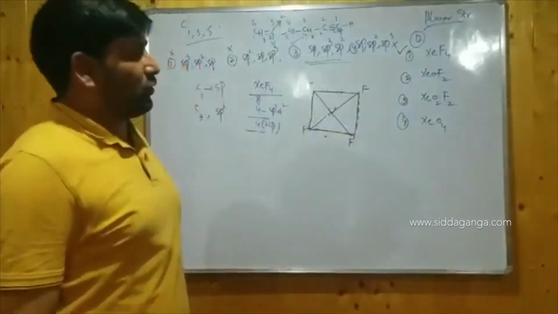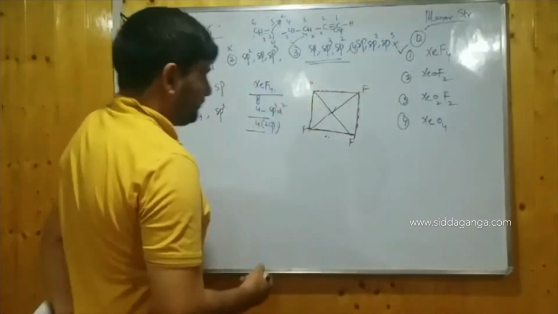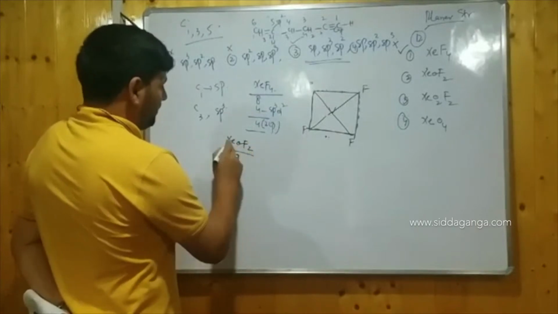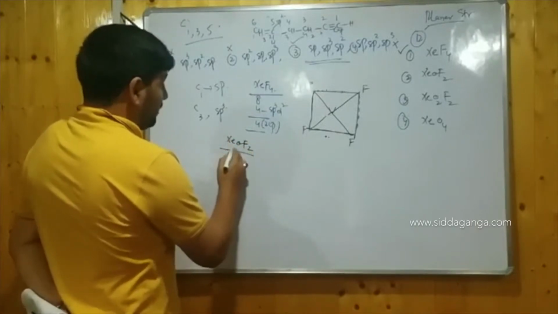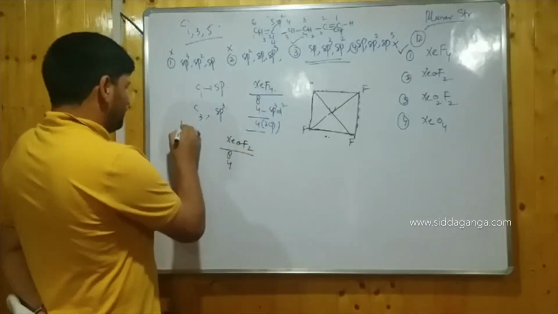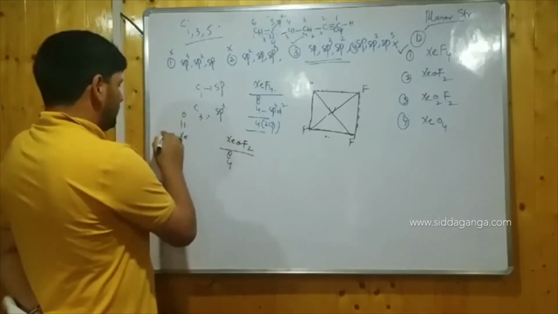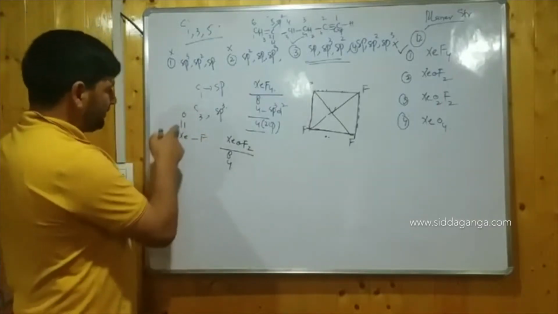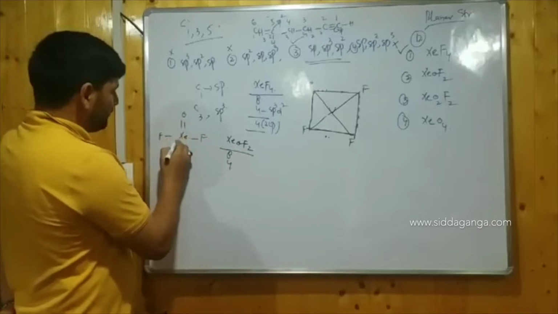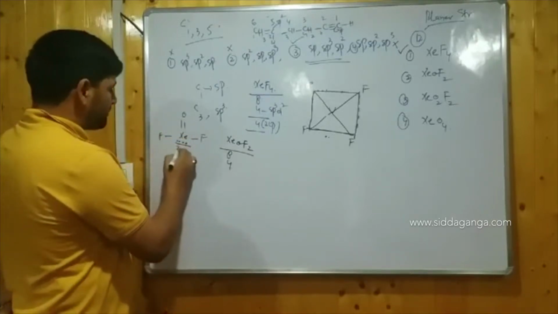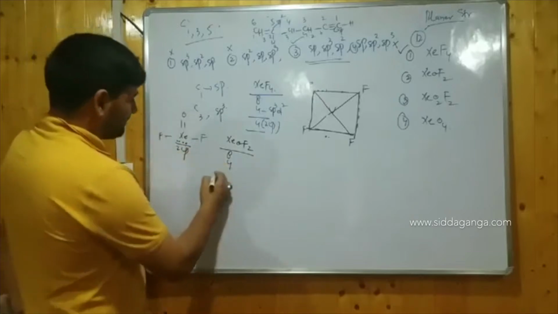What about XeOF2? I'll solve all the 3 for you. So XeOF2. Xenon, how many valence electrons? 8. How many bonds made? 4. Because xenon will make 2 bonds with oxygen and 2 with fluorine. Rest of the electrons which are there, how many total? 8. 2 with oxygen, 2 with fluorines. So 1, 2, 3, 4. 4 will remain. That means how many lone pairs? 2 lone pairs.